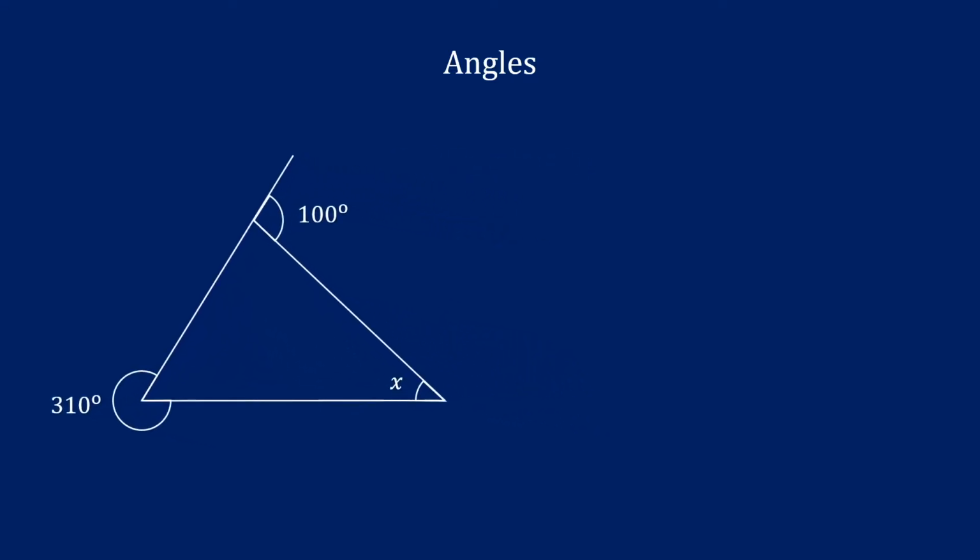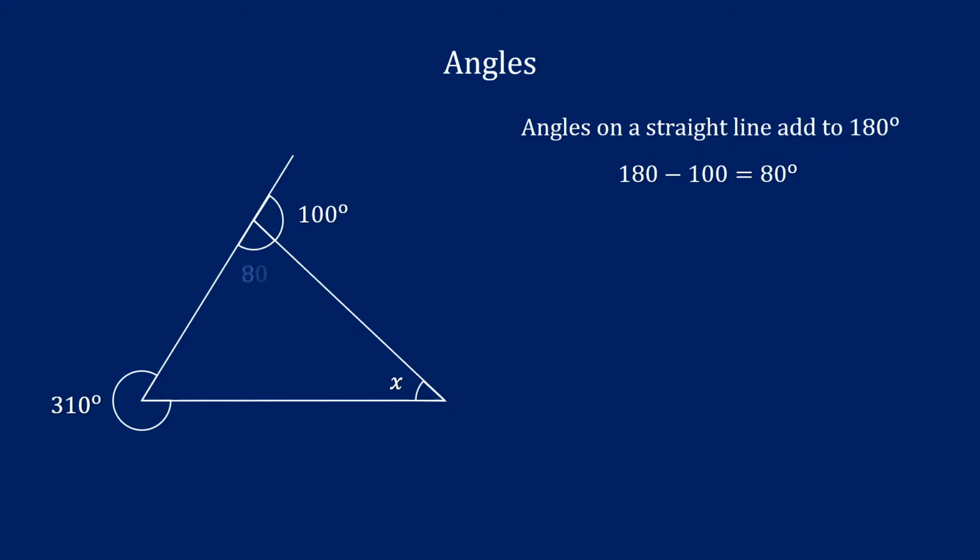First thing that we're going to find here is the angle on the top, that one over there. Which of the 4 angle facts can I use to find that angle? We use angles on a straight line add up to 180. That means that 180 minus 100 has to give me that angle. 180 minus 100 is 80 degrees. Found my first angle. Nice.